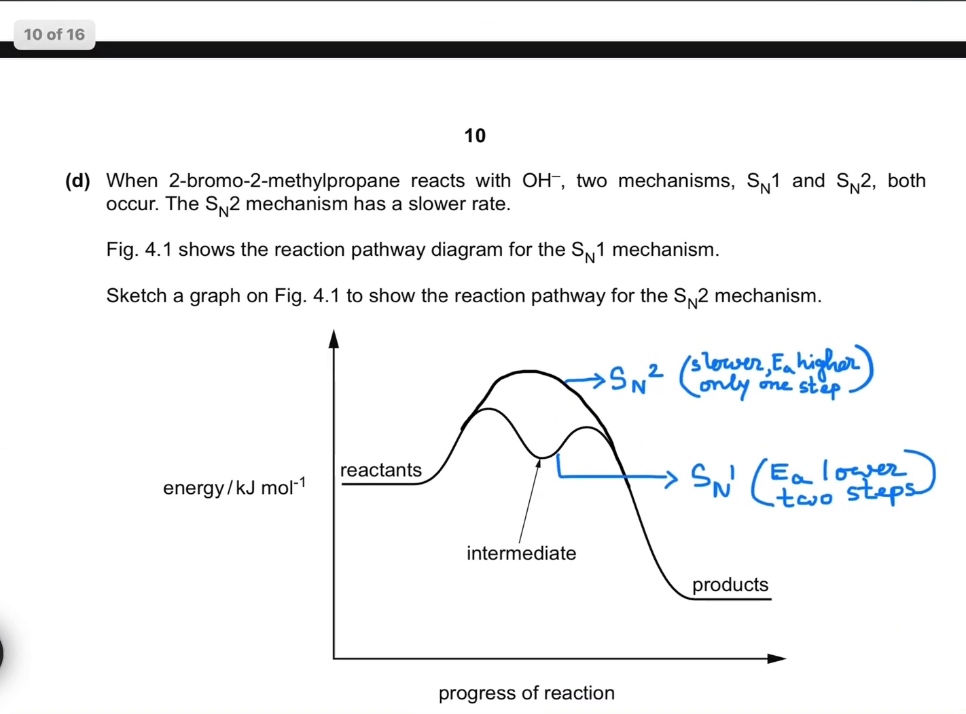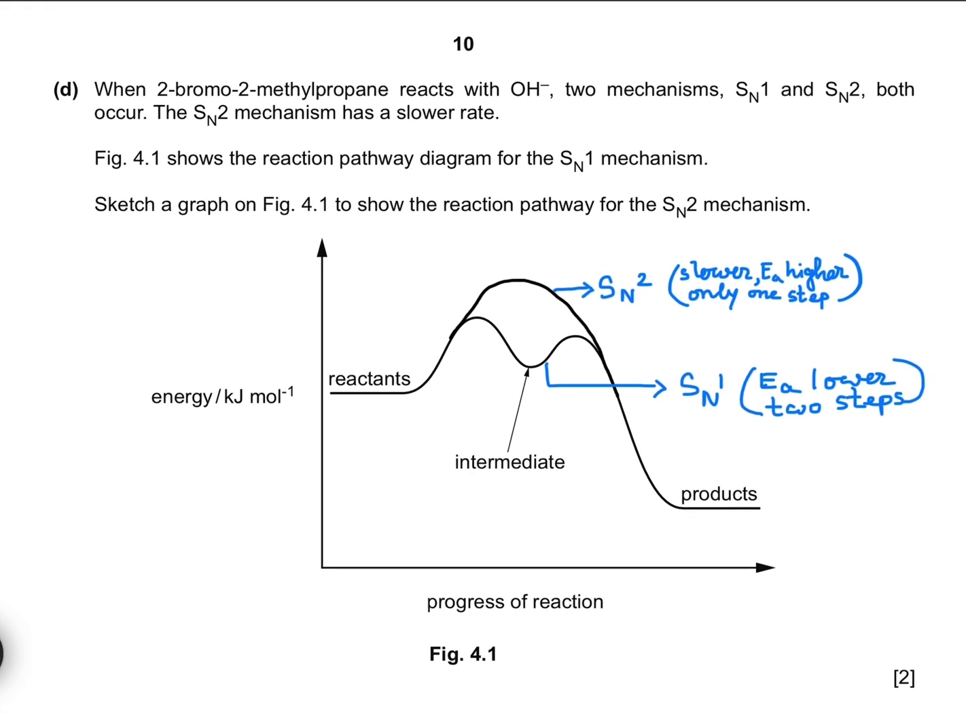Part D. When 2-bromo-2-methylpropane reacts with hydroxide ion, two mechanisms, SN1 and SN2, both occur. The SN2 mechanism has a slower rate. Figure 4.1 shows the reaction pathway diagram for the SN1 mechanism. Sketch a graph on figure 4.1 to show the reaction pathway for the SN2 mechanism.